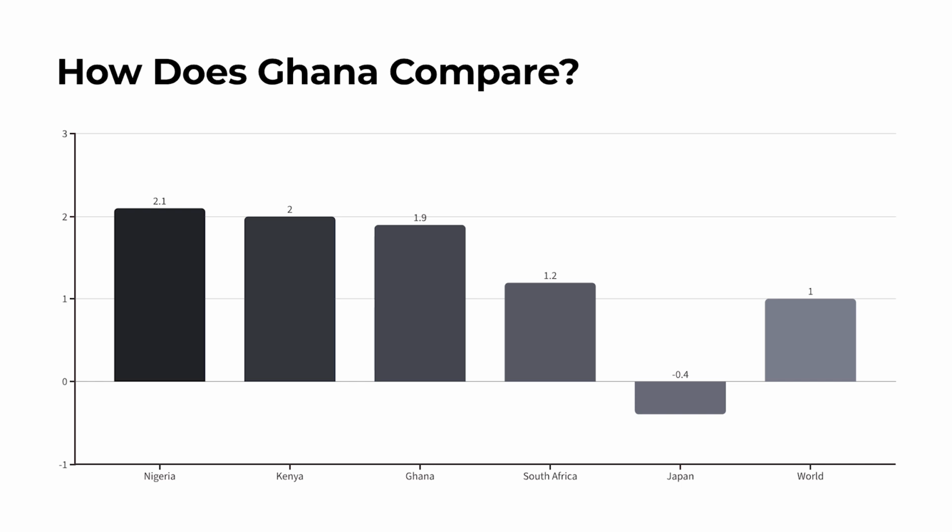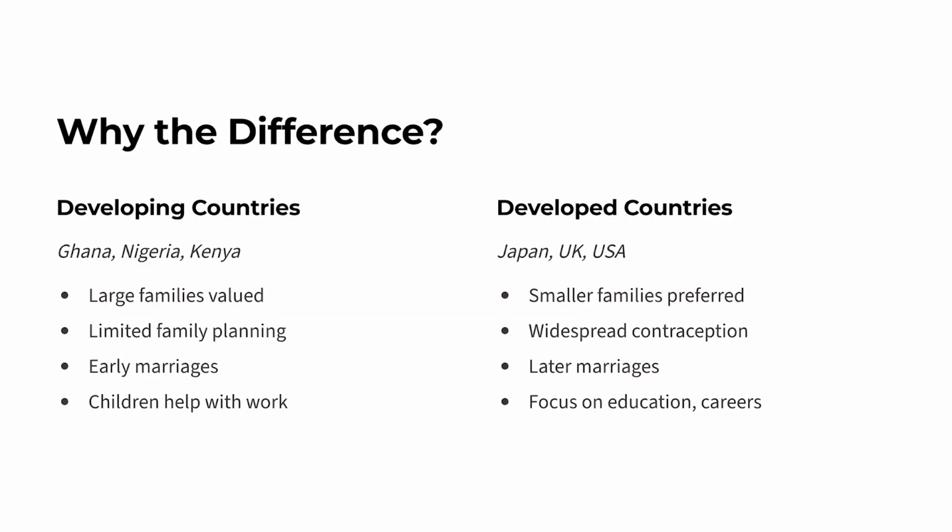Now, let's find out why these differences exist. Why do some countries like Ghana and Nigeria have higher population growth rates than others, like Japan or South Africa? The main reason is the difference between developing countries and developed countries. Let's break that down clearly.